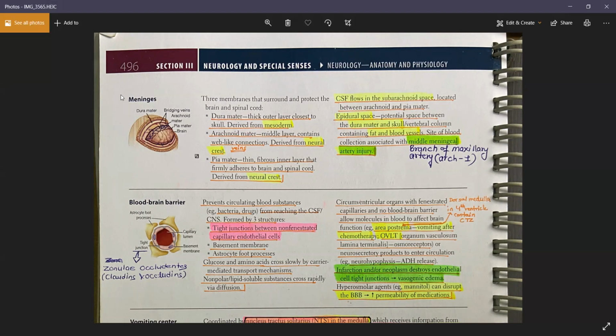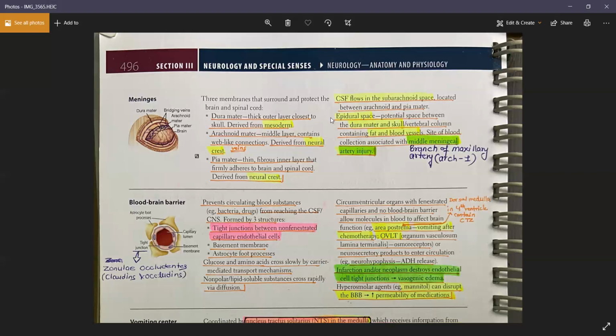So now we need to study the meninges. You have the dura mater, arachnoid, and then the pia mater. The dura mater is formed by the mesoderm, and the arachnoid and pia mater are formed by the neural crest cells. The CSF runs in the subarachnoid space. Very important: the arachnoid granulations are present in the subarachnoid space, and the CSF gets reabsorbed from this subarachnoid space into the veins. So the location of the CSF is in the subarachnoid space, which is between the arachnoid and the pia mater.